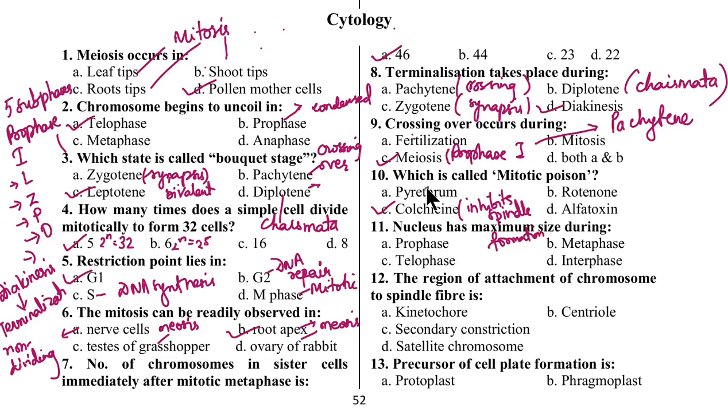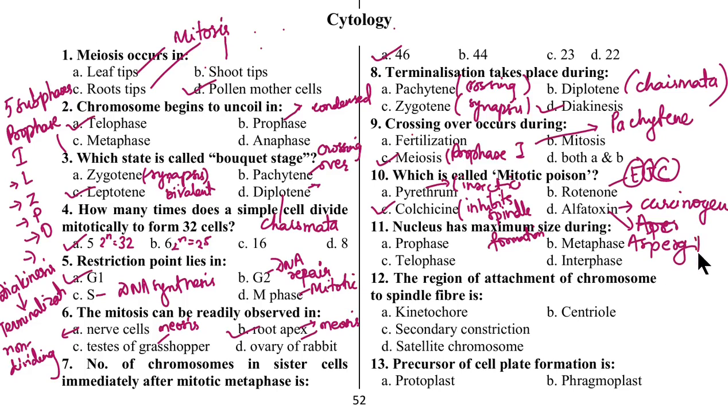And looking at the other options, pyrethrum is an insecticide which is obtained from the plant chrysanthemum, and likewise rotenone is an ETC blocker, that is, electron transport chain blocker, and aflatoxin is a carcinogen that is formed from fungi like Aspergillus. Talking about species, one example may be flavus.